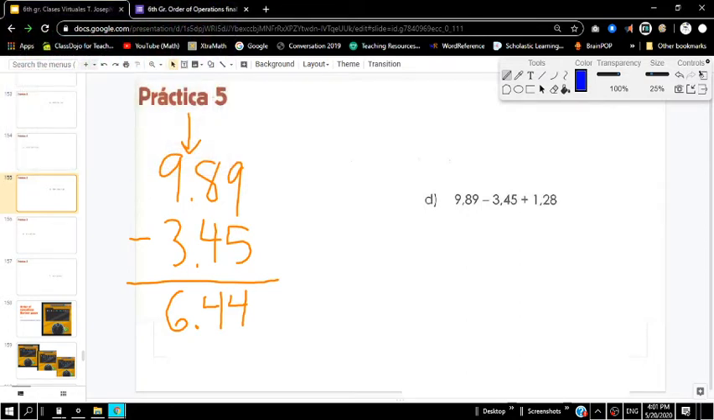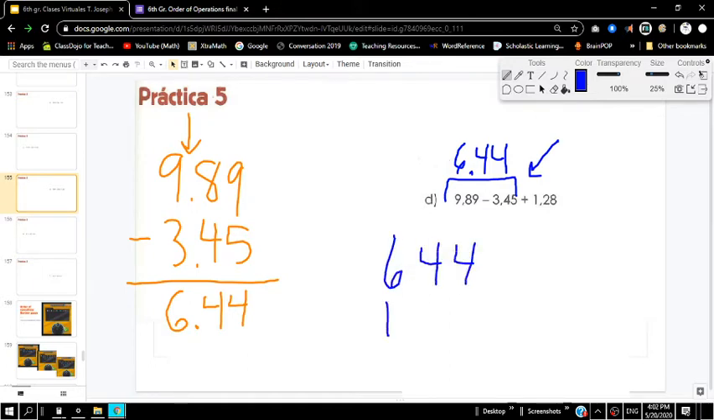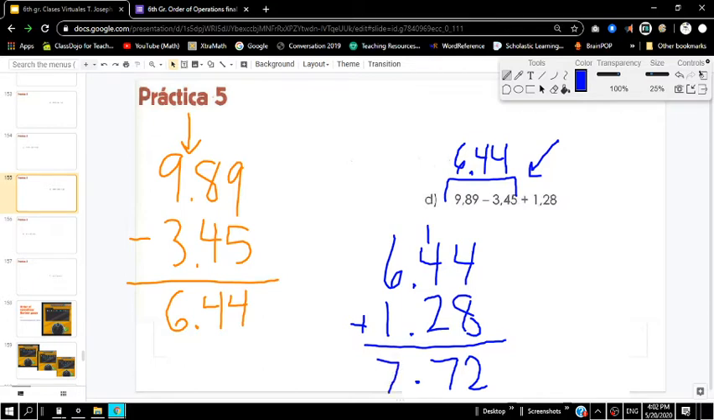Here we go. So that's the first part of our problem. 6.44. Now we're going to add 1.28. 6.44 plus 1.28. Now, I'm going to put my decimal points in a line, and then I'm also just going to drop my decimal point into my answer right away so I don't forget it. 8 plus 4 is 12. Carry my 1. 4 plus 2 plus 1 tens are 7 tens. And 6 plus 1 is 7. So my answer for letter D should be 7.72. There you go. There's your answer for letter D.